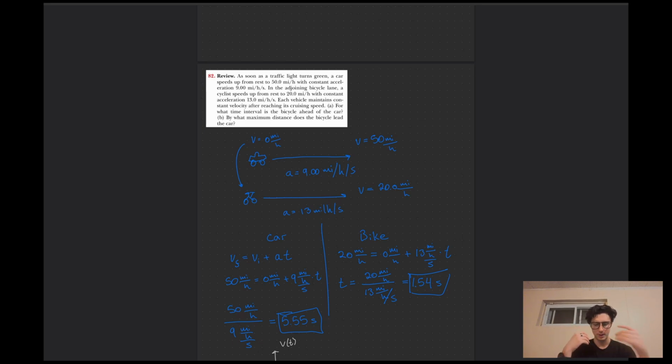By the way, I said in the beginning of the video, this is a review problem. Very cool review problem, because we saw that this problem uses constant acceleration and constant velocity equations, which is pretty much everything in chapter 2.